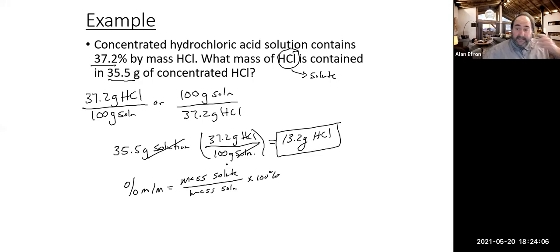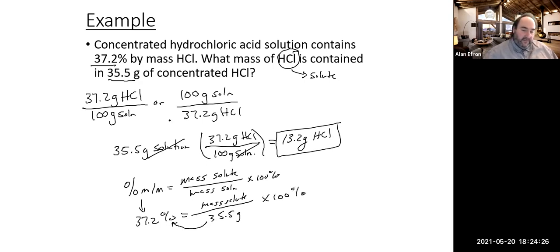It actually is pretty much the same calculation, because this would be obviously 37.2%. The mass of the solute is what you're looking for. The mass of the solution was 35.5 grams, times 100%. Again, to solve this, we would multiply this to the other side, which is essentially what we just did here, and we would divide by 100, which is essentially what we just did here. So again, you could put it into the formula if you want, or you can do a more conversion factor way. Any questions on those percent by mass sort of problems?